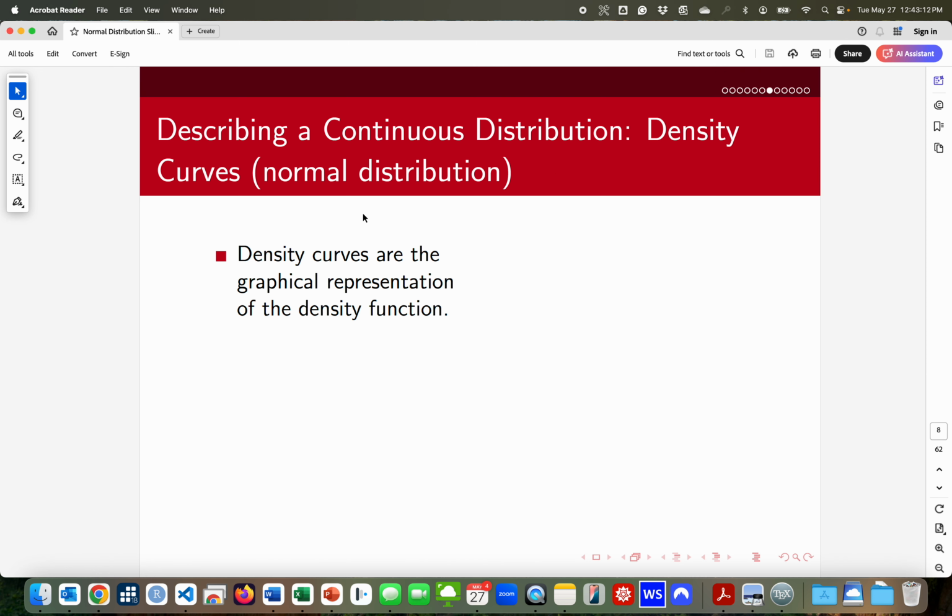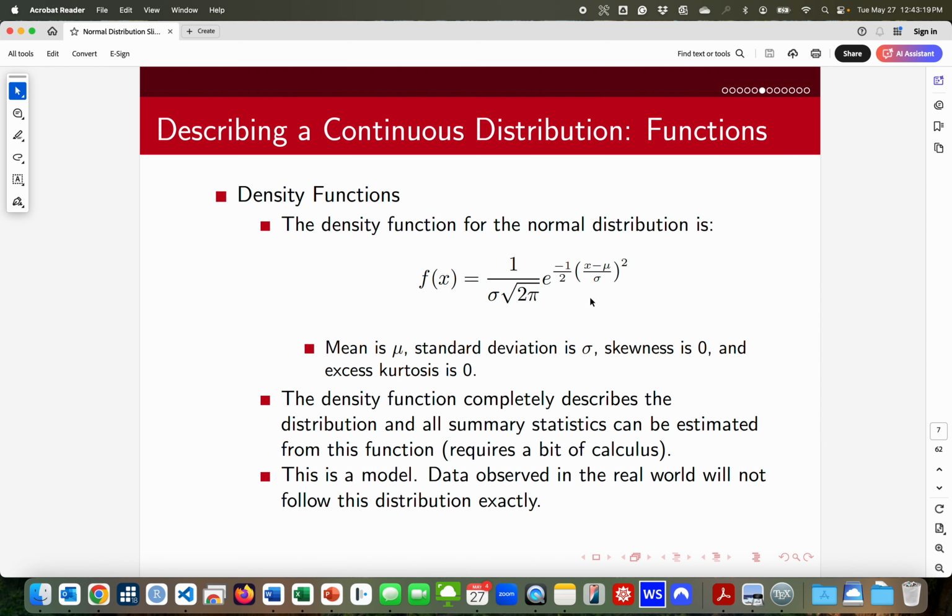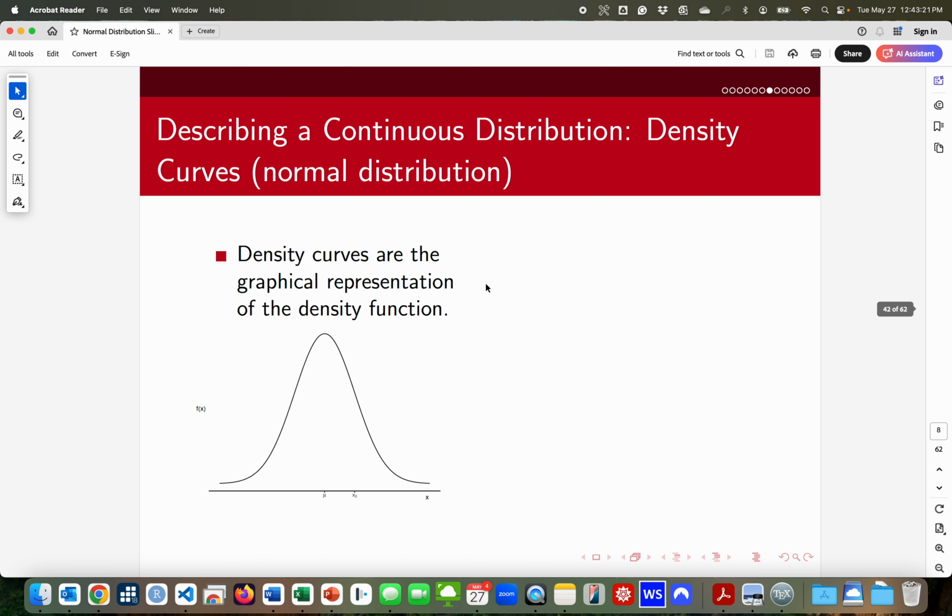So the density curve is just the graphical representation of the density function. If I plot this function, I would get a density curve. And the normal distribution is that bell-shaped distribution that you've probably seen before, where it's centered at mu. So mu is the mean of the random variable. And notice that's exactly in the center of that distribution, and it's perfectly symmetric. So a density curve is just the graphical representation of that function.